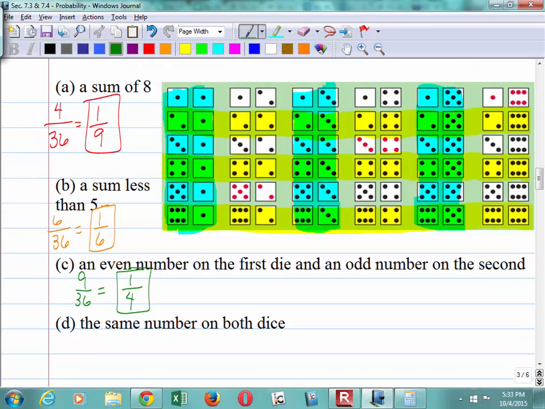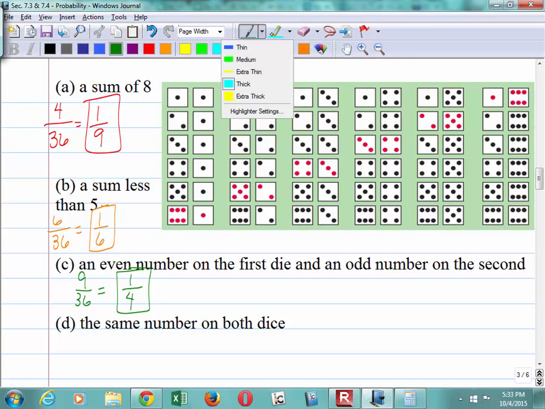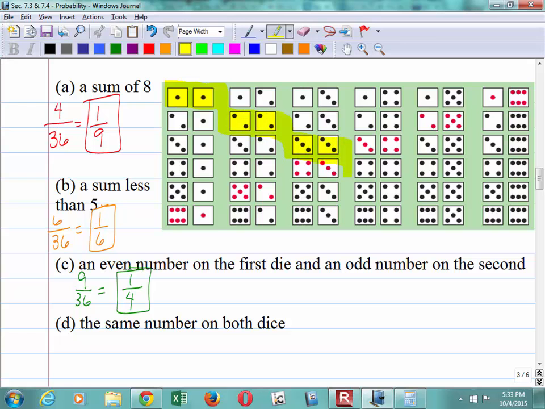And then the same number on both. We got 1, 1, 2, 2, 3, 3, 4, 4, 5, 5, 6, 6. So there's 6 of those. So that'd be 6 out of 36, which would be 1 out of 6.